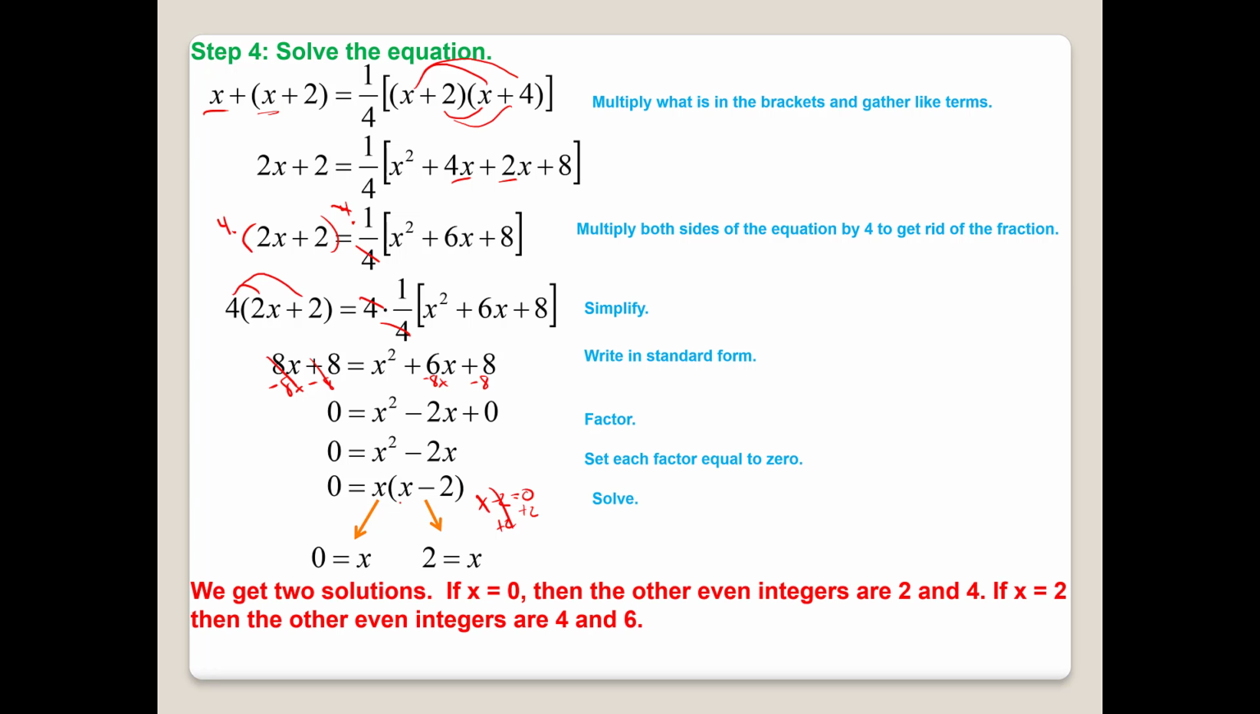So we get two solutions. If x is 0, then the other even integers are 2 and 4. If x equals 2, the other even integers are 4 and 6. So the answers are 0, 2, 4, or 2, 4, 6. It could be either one of those sets.